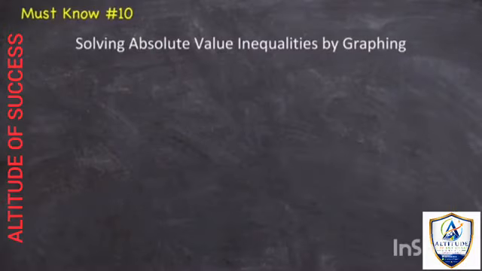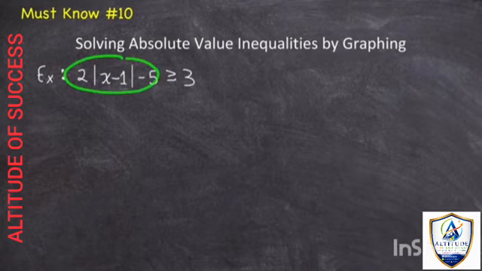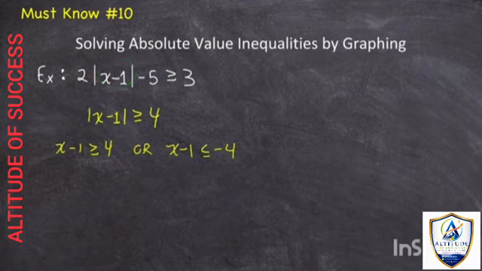Must know number 10, solving absolute value inequalities by graphing. Let's have a look at this example. To solve when this left side is greater than or equal to 3, instead of isolating the absolute value function and then setting up two inequalities to solve, what we could instead do is try and solve this by graphing.